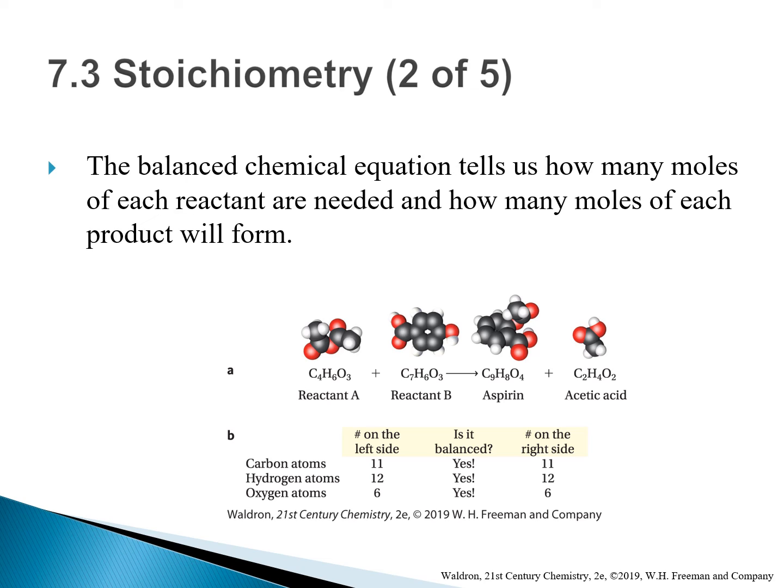Whenever we encounter a new chemical equation, the first thing we should always do is to check to see if it is balanced. In this case, we have 11 carbon atoms on both sides, 12 hydrogen atoms on both sides, and 6 oxygen on both sides. The balanced chemical equation tells us how many moles of each reactant are needed and how many moles of each product will form. In this case, the coefficients of all species are 1.